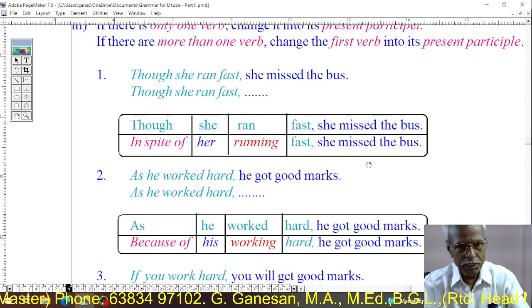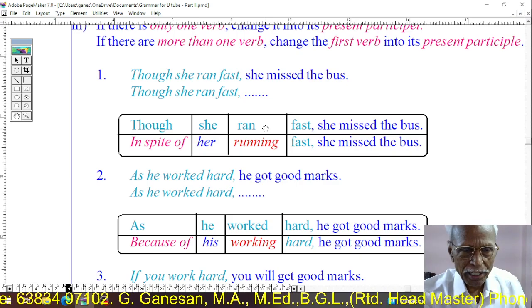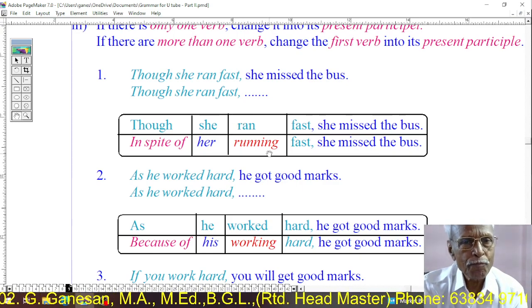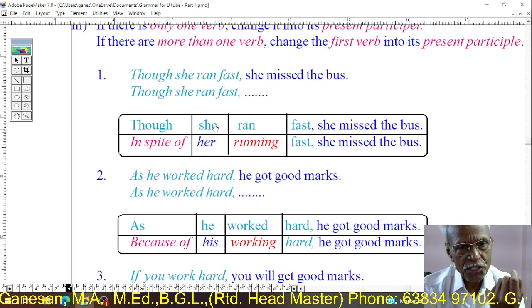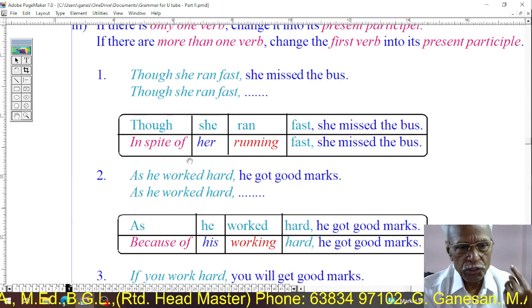Now we have changed the clause into a phrase. Though she ran is the clause, the subordinate clause. In spite of her running is the phrase. So we have changed the subordinate clause, though she ran, into a phrase, in spite of her running.